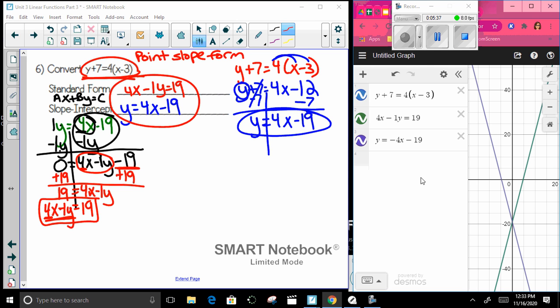All right, what did I do wrong here? I either typed something in wrong. Oops, I did. I typed this last one in. It's not a negative 4x, it's a positive 4x. So I'm glad that I zoomed out there because I could see that they weren't all the same.